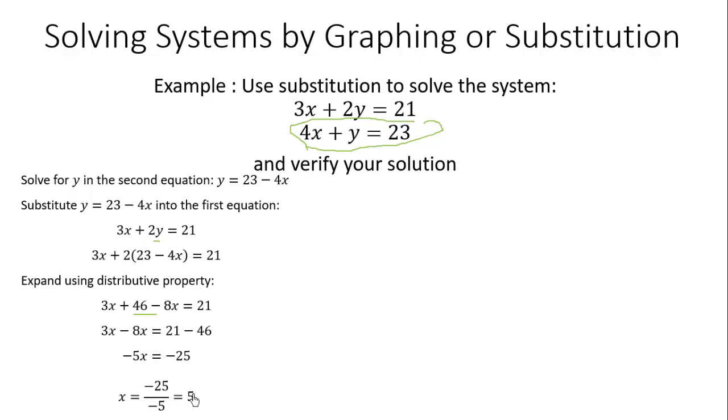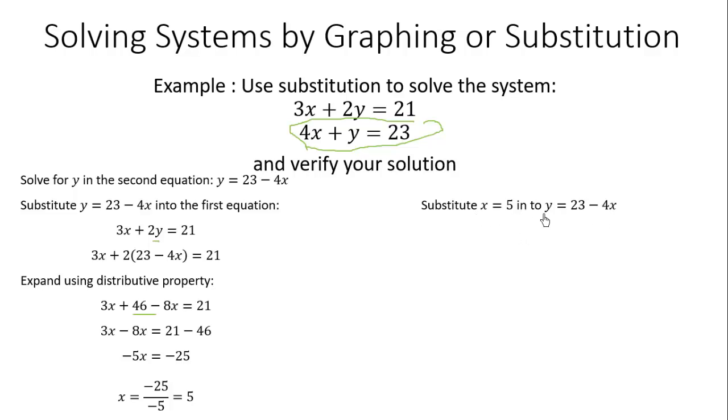Now, we need to calculate for y. Now that we know the value of x to be equal to 5, we need to calculate the value of y. We can decide to substitute the value of x into either of these equations, but it will be faster or quicker to use the equation in which we already solved for y. So we substitute x equals 5 into y equals 23 minus 4x.